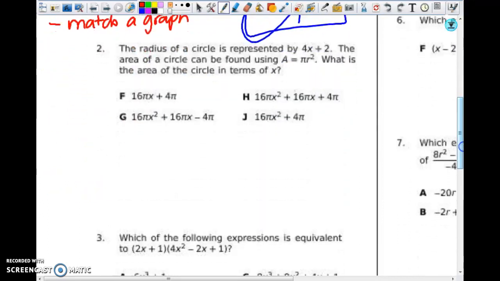All right, number 2. So yesterday I told you to ignore something. I'm going to show you what happens if you don't ignore it. The radius of a circle is represented by 4x plus 2. The area of a circle can be found using A equals pi r squared. What is the area? So again, area is pi r squared. That's a circle. Y'all know what the r stands for? Radius. Do you know the radius? Yes.